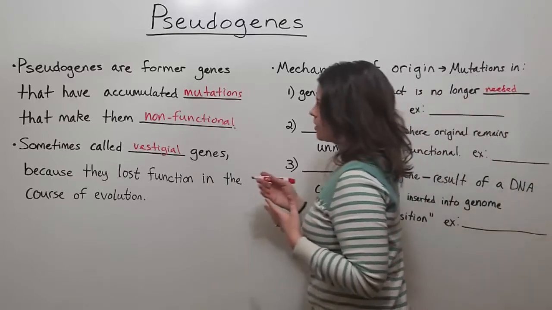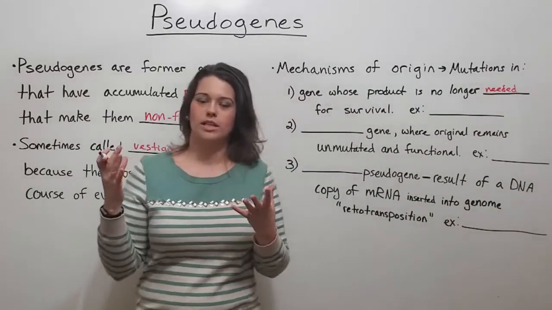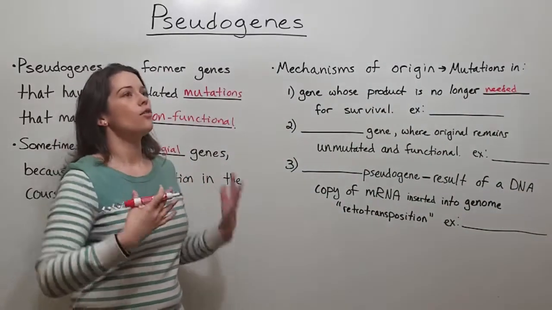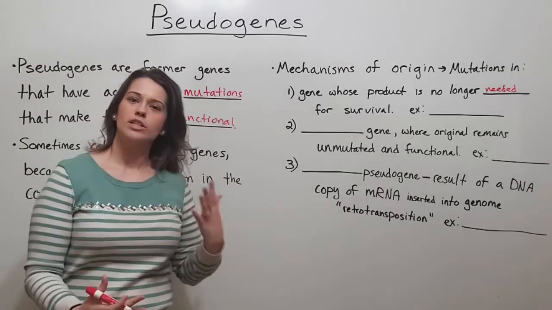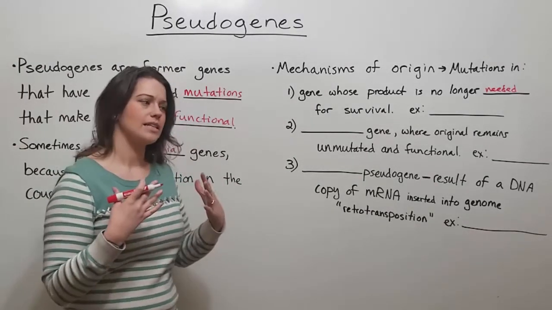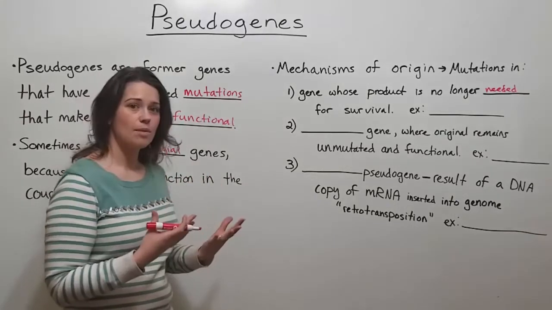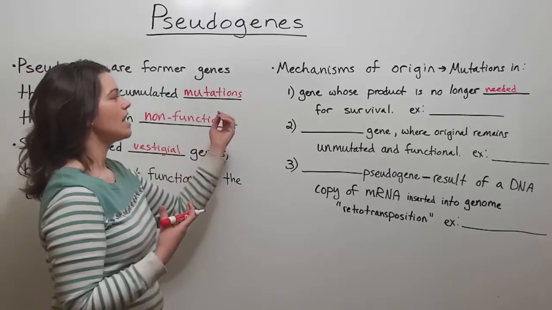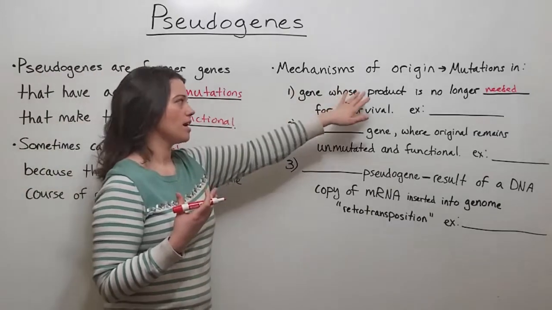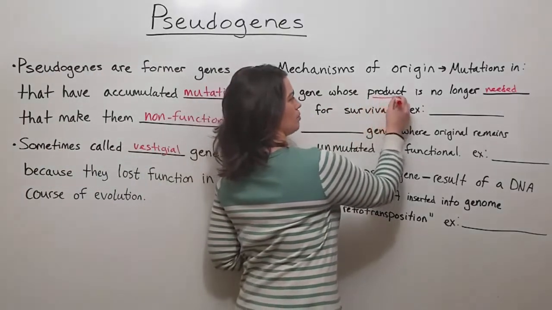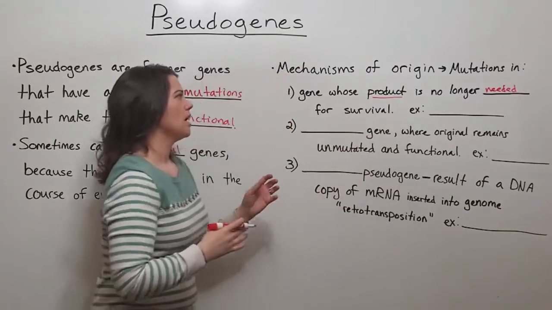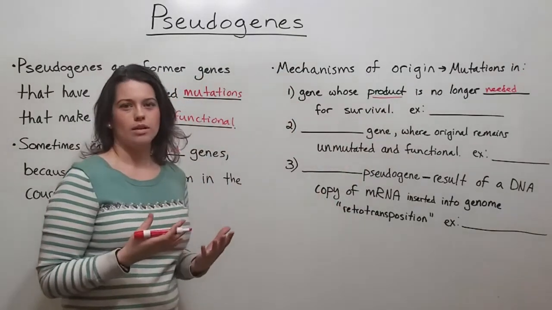So the idea here is that it was a gene that was once important in an organism, but over time, as the organism's environment changes, as the population of these organisms adapt and encounter different things, there are certain genes whose product, and remember that the product of a gene is usually a protein, is simply no longer needed for survival.